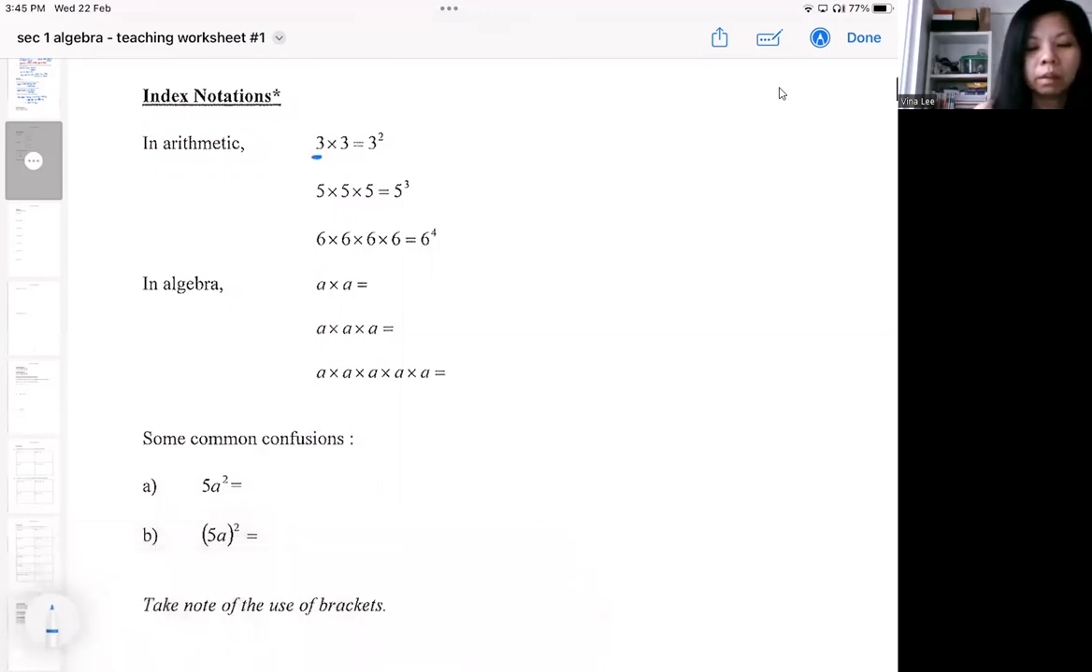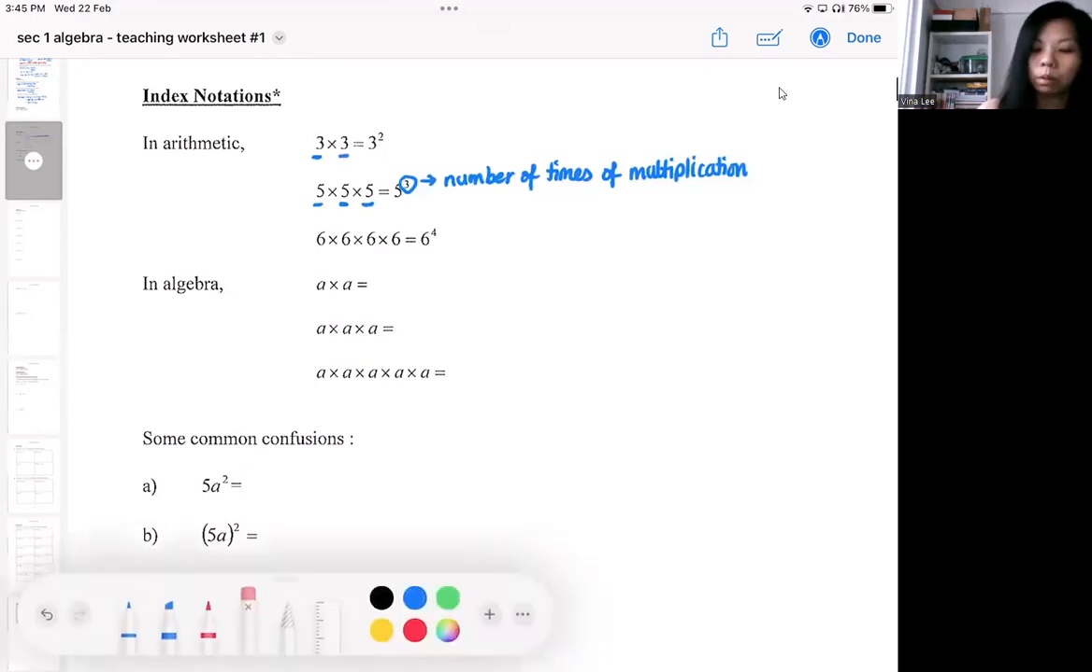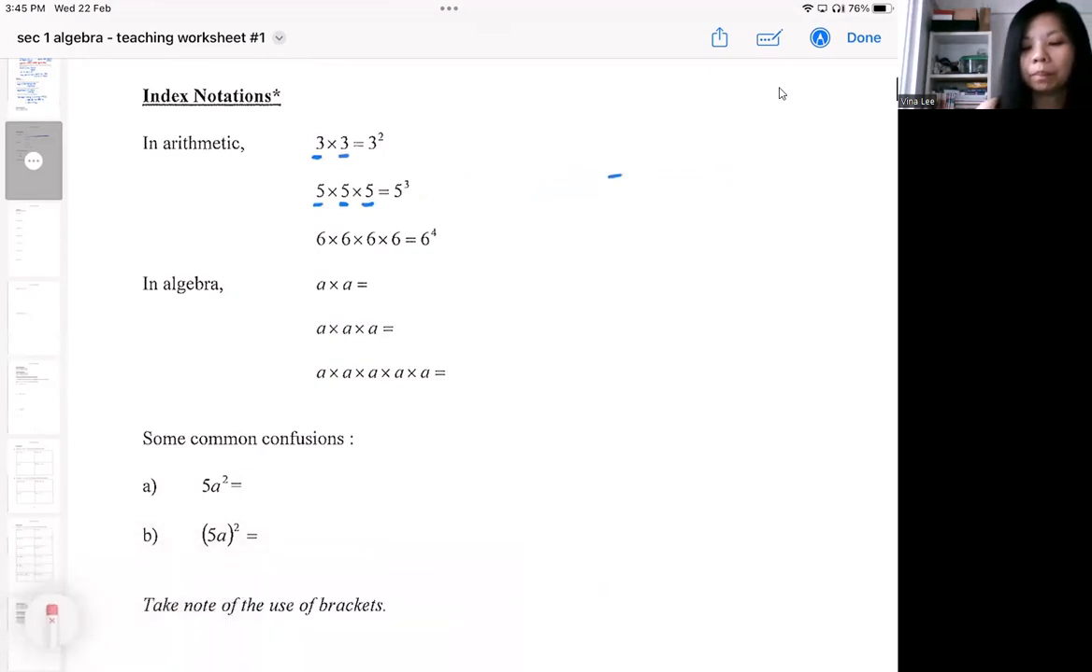In arithmetic, meaning the normal numbers, if you see 3 times 3, we know that it's going to be 3 squared. If you have 5 times 5 times 5, that will be 5 cubed. So essentially the power is the number of times of multiplication. You got 3 numbers being multiplied, so you multiply the same number 3 times. Square means you just multiply 2 of them. Power 4 means it's repeated 4 times.